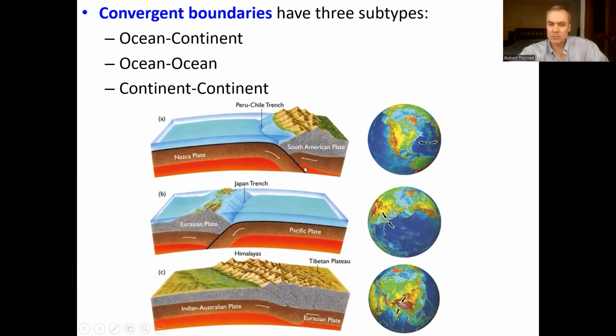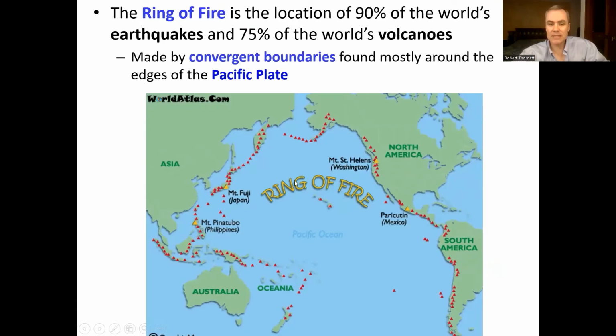So the Nazca Plate subducts under the South American plate, and the Andes Mountains run all the way from the top of South America all the way to the bottom. It's the longest mountain chain on land in the world. And sure enough, there's the Peru-Chile Trench right offshore, just what we said it would be. So that helps us to understand the major system of converging boundaries, which is called the Ring of Fire.